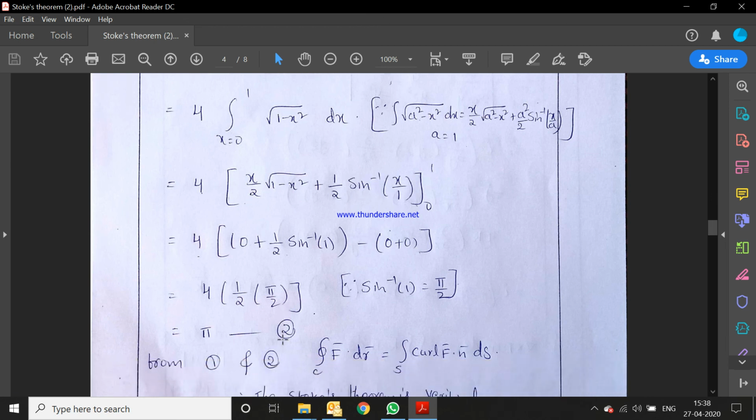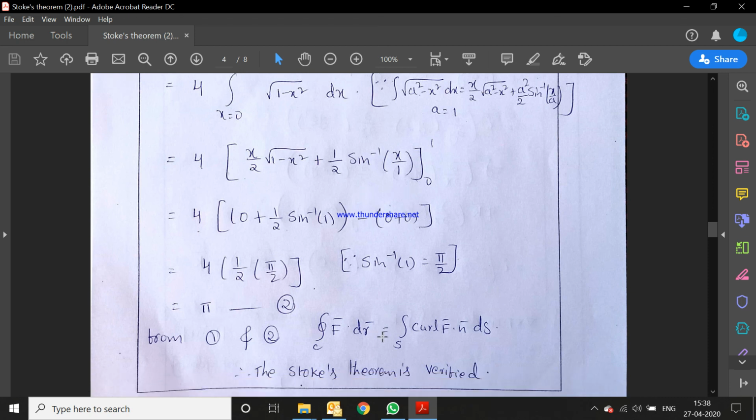From equation 1 and 2, we can write the integral over C of f bar dot dr bar. Already the line integration value is pi, and the surface integration of curl f bar dot n bar dS value we also get as pi. So the Stokes theorem is verified from both equations, equation 1 and equation 2.